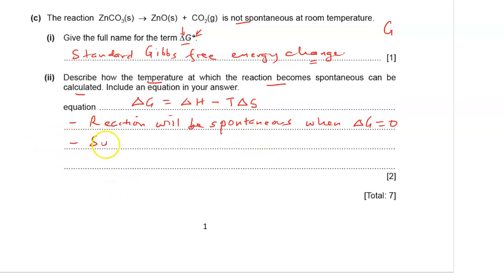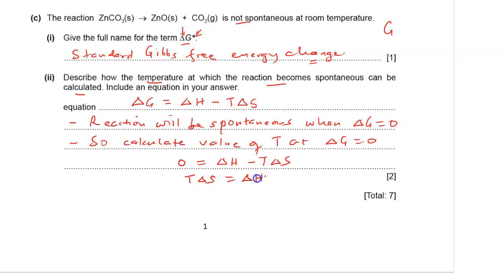So we need to calculate the value of T at delta G equals 0. Therefore, if G is equal to 0, then we'll have enthalpy change minus T delta S. Therefore, T delta S is equal to the enthalpy change right there, and T will be equal to enthalpy change over entropy change of the system. So we'll have gotten our T right there. Very well.